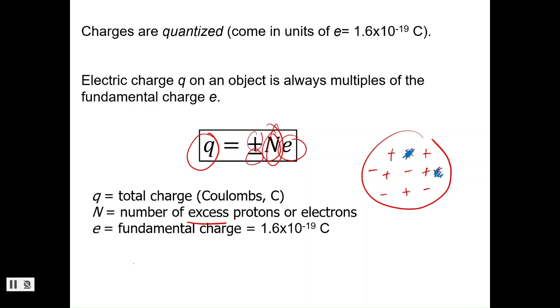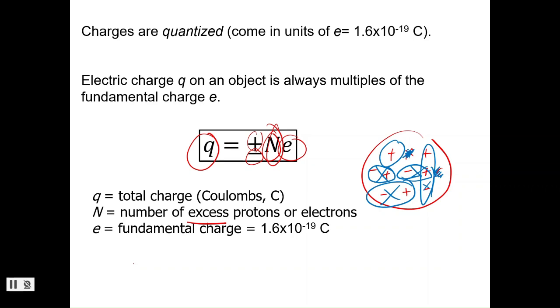This guy was gone already. And so then, okay, those are paired, so I can ignore those. These are paired, so I can ignore those. Actually, right now, we only have one excess proton, so my N would be 1.